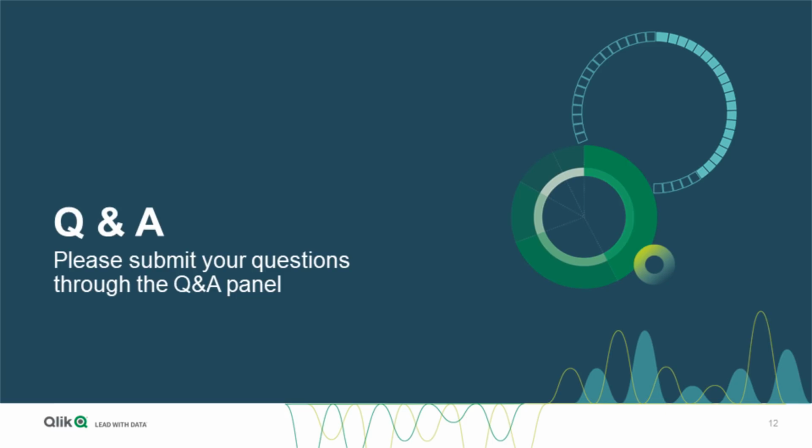Okay, so let's see. Currently, we're using Qlik NPrinting 16.9 for Qlik View. Can we use the same version of NPrinting for Qlik Sense to generate PDF reports? So in order to use the Qlik Sense on-demand reporting extension, you do need to be on November 2018 or later for both Qlik Sense and Qlik NPrinting.